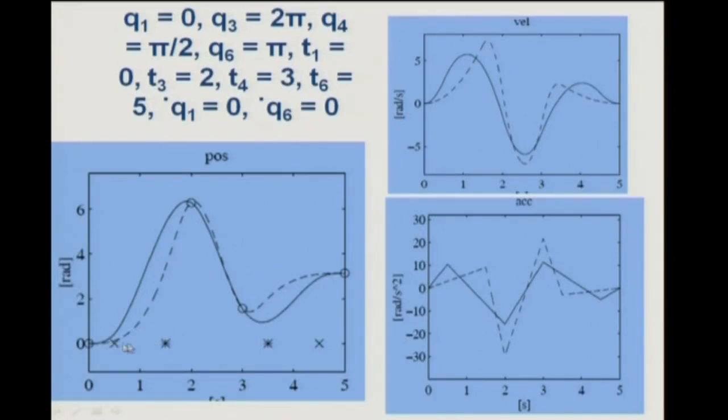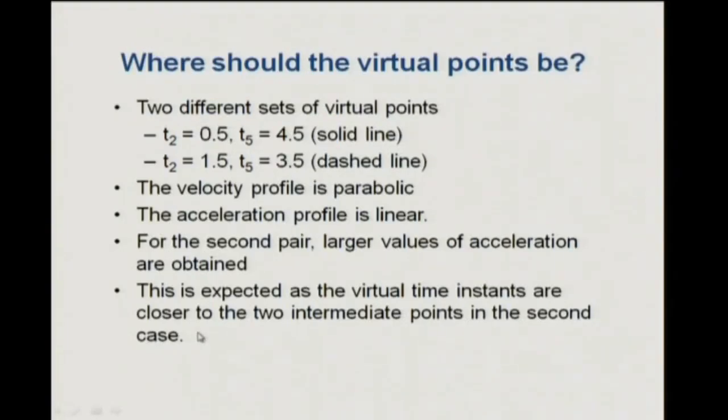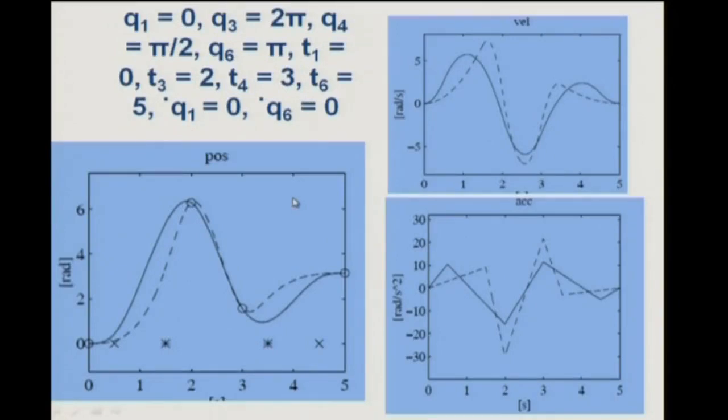So, what is the difference between these two cases is, in the first one we had T2 equal to 0.5 and 0.5, 4.5, 1.5 and 3.5. Okay. And the basic rule of thumb is, if you move the virtual points closer to the intermediate points, then these accelerations increase. Further you move them away from the intermediate points, these accelerations get lowered, but there will be a minimum acceleration which you are still left with, you can't help it.